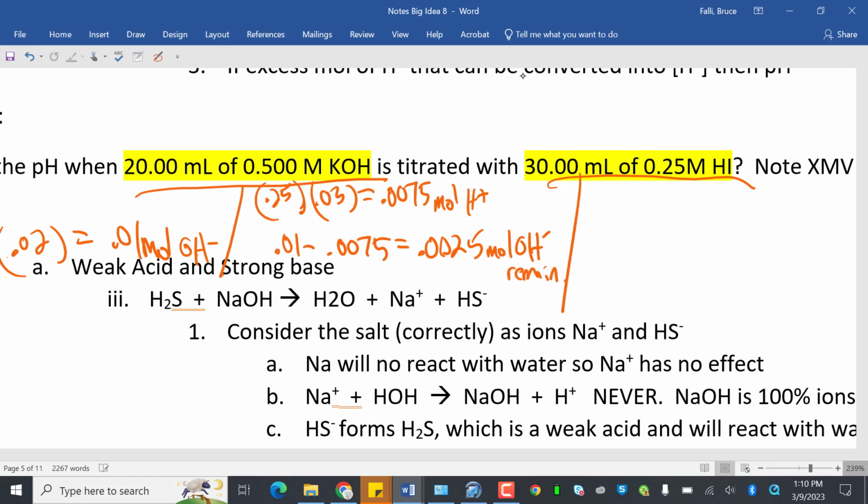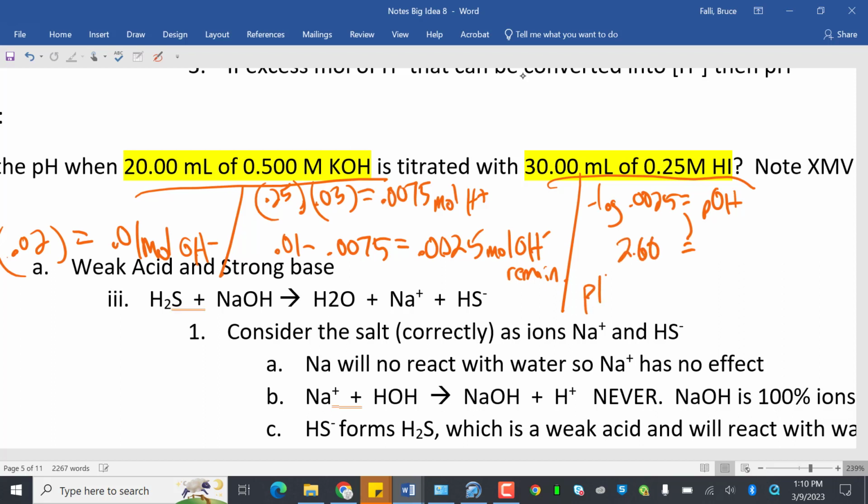If that's the case, what I'm going to do now is get that into a pH. Negative log of 0.0025 is going to be pOH. Negative log, second answer, is 2.60.